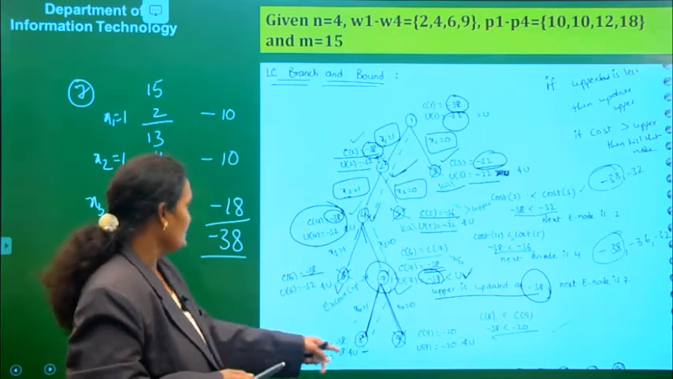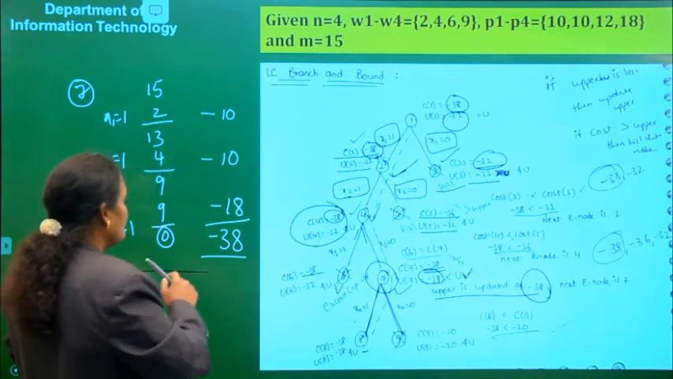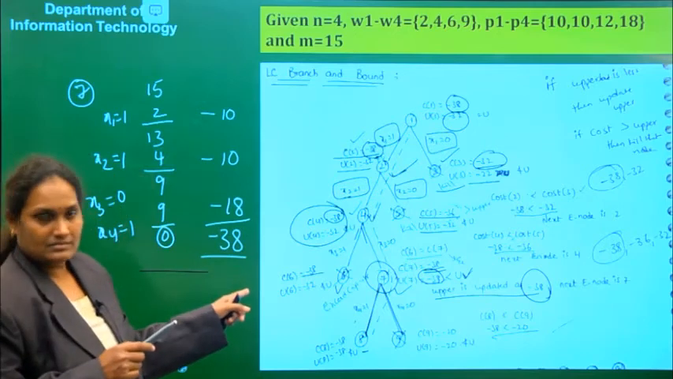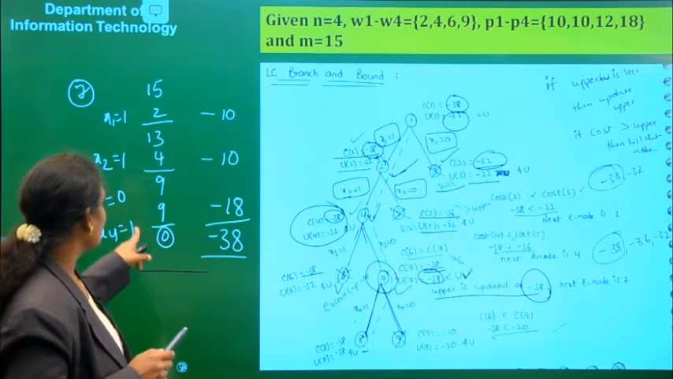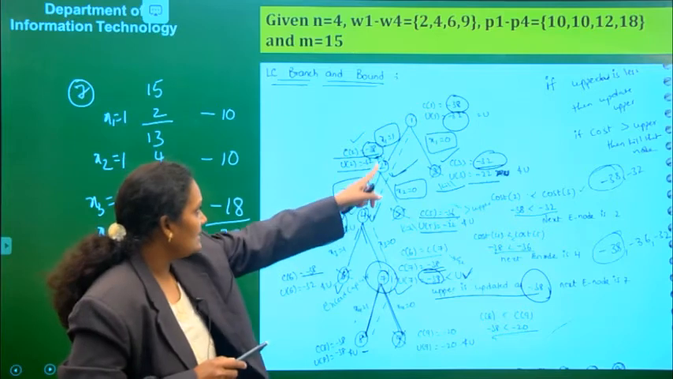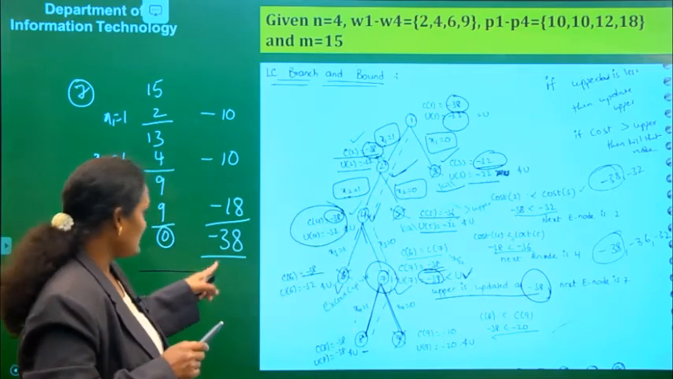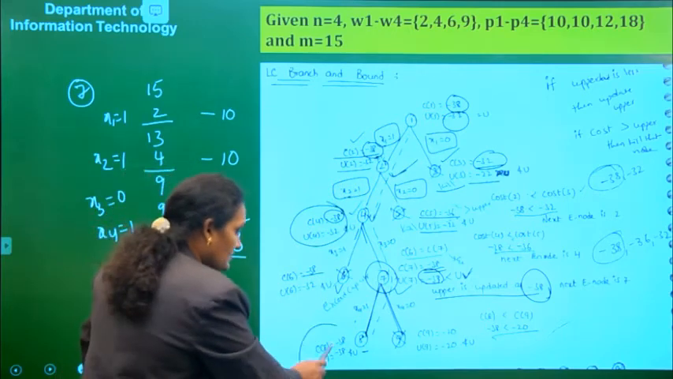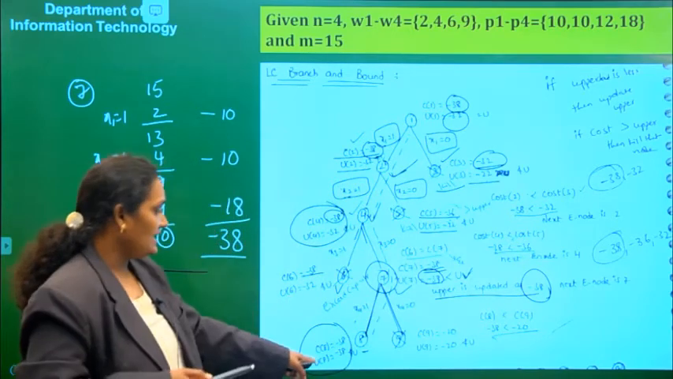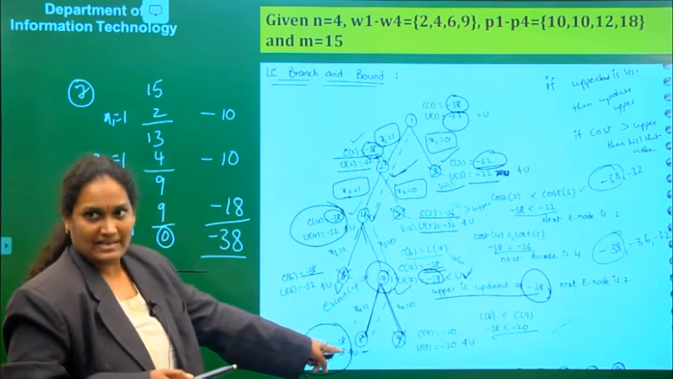What are the costs? Now if you consider this one, the same thing we calculated. So x1 1, x2 1, x3 0, x4 1. Let us observe the path: x1 1, x2 1, x3 0, x4 1. You will get the same values. So here cost of 8, that is C of 8 and U of 8 both are minus 38.